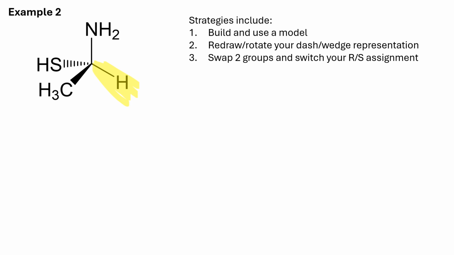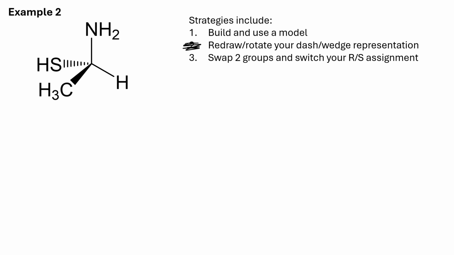I would find that the way that this is presented, it would be really hard to redraw the dash wedge representation because I want to rotate this bond, but that wouldn't change the hydrogen, right? Rotating this bond right here, I would be holding on to this hydrogen, and so it would be all these groups that are moving around and rotating, but that doesn't really help me. I need to get the hydrogen going away from my eye. So I think that you should probably build this and double check yourself that way.